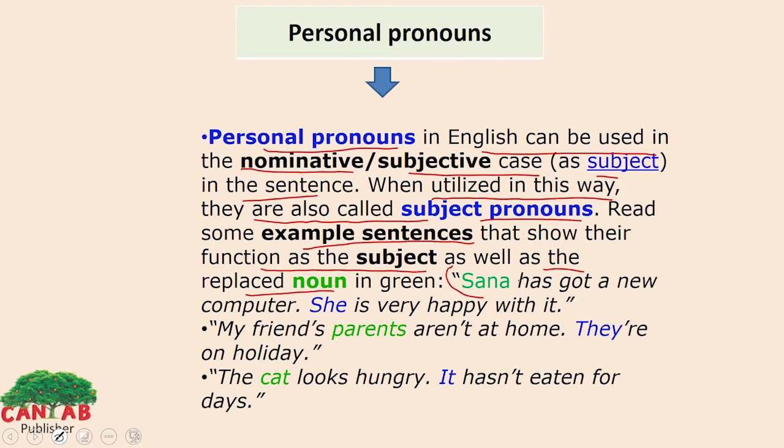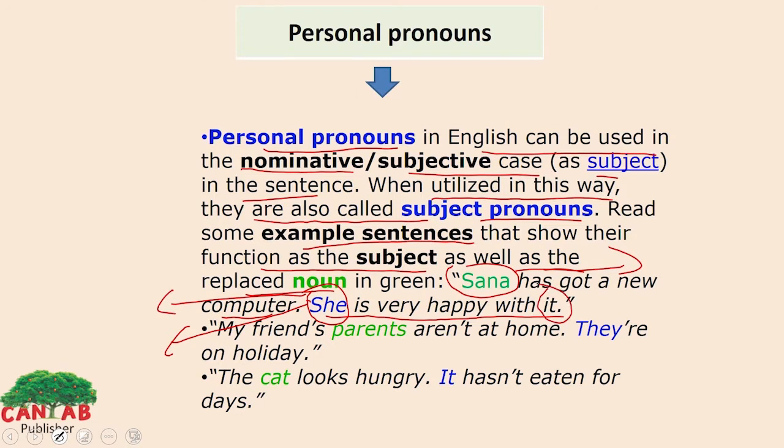Look here in green: Sana has got a new computer. Sana here is a noun. She is very happy with it. Here, she refers to Sana. It's avoiding the repetition of a noun. Here the noun is Sana, and when we avoid the repetition of something or someone, we use a pronoun, here, she. And she here is a subject.